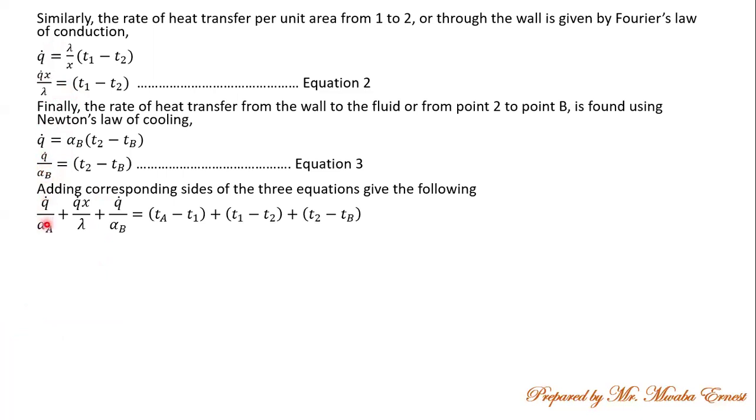For equation 1, I had Q dot divided by alpha A. Equation 2, I have this Q dot X over lambda. Equation 3, here we have it. Q dot over alpha B. Then equation 1, I have TA minus T1. Equation 2, there's T1 minus T2. Equation 3, I have T2 minus TB.